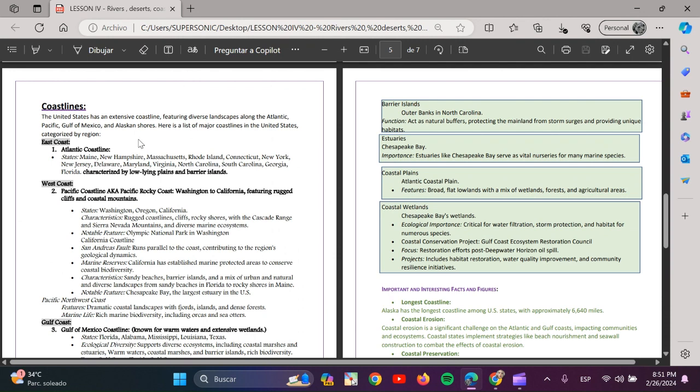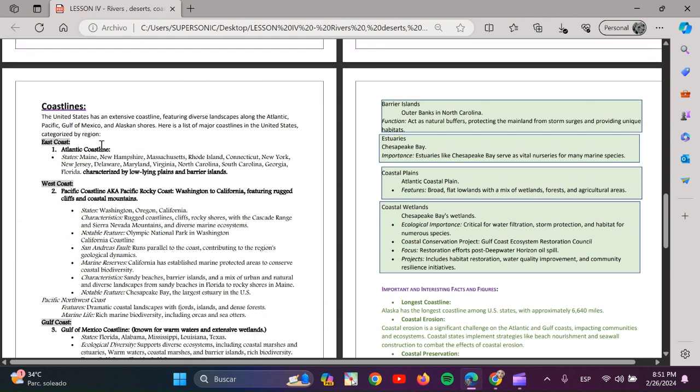In the East Coast, we can find the Atlantic coastline. This one goes to the states of Maine, New Hampshire, Massachusetts, Rhode Island, Connecticut, New York, New Jersey, Delaware, Maryland, Virginia, North Carolina, South Carolina, Georgia, Florida. These are specifically characterized by low-lying plains and barrier islands.